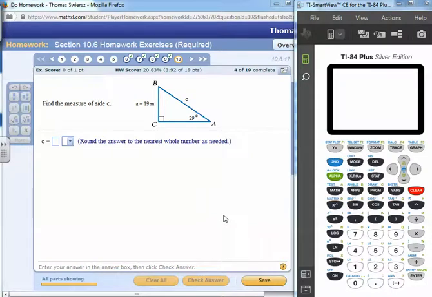Okay, we're going to go ahead and solve some homework exercises from section 10.6. This video is going to start with homework exercise number 10. We need to find the side of length C, the hypotenuse of the right triangle. Before we do this, just as a reminder, you've got to have your calculator in degree mode.